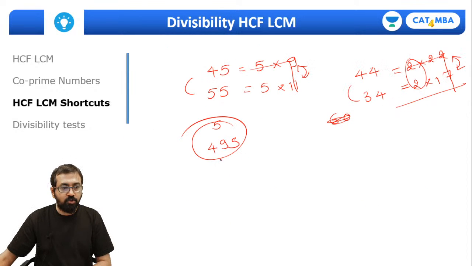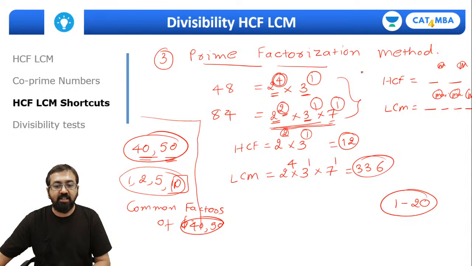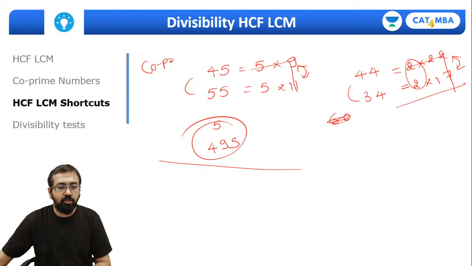Then we had discussed some shortcuts for HCF LCM. So how many methods are there to find HCF LCM? We have the prime factorization method. In case you missed that session, you can check that. Then I had also shown the method of coprime for HCF LCM. So let's quickly recap HCF and LCM once again. How do we use this method of coprime to find HCF LCM?